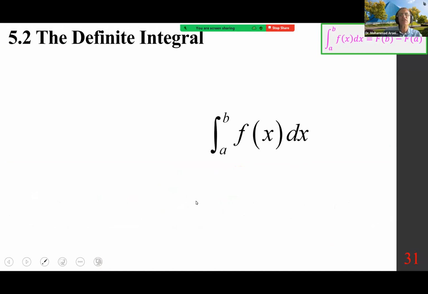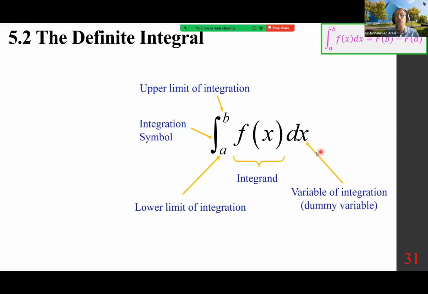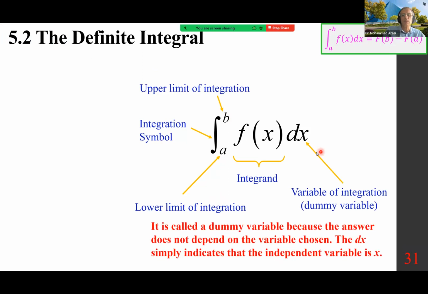Let's look at every part here. This is an elongated S known as the integration symbol. Lower limit of integration a, upper limit of integration b, the integrand, and here's the variable of integration, also known as the dummy variable. The reason is because the answer doesn't depend on the variable chosen. The dx simply indicates that the independent variable is x.